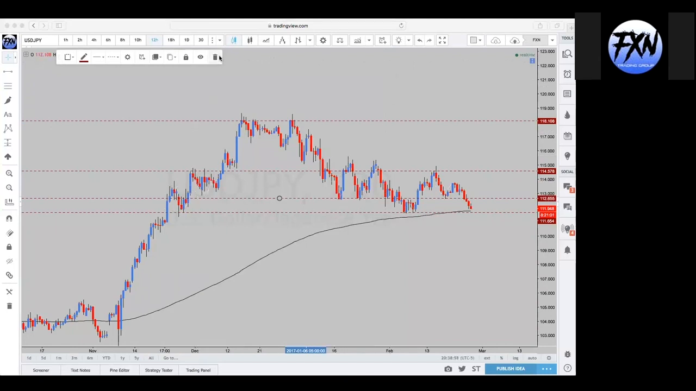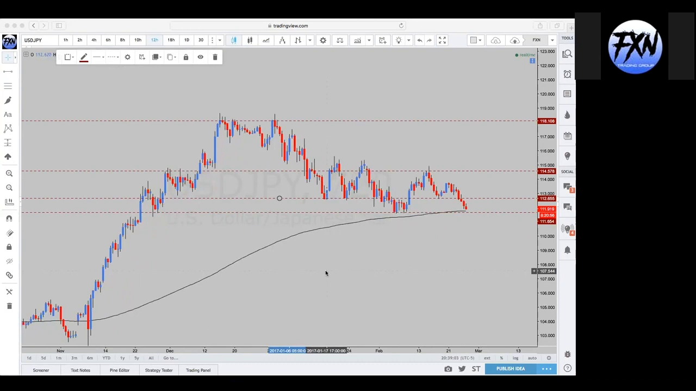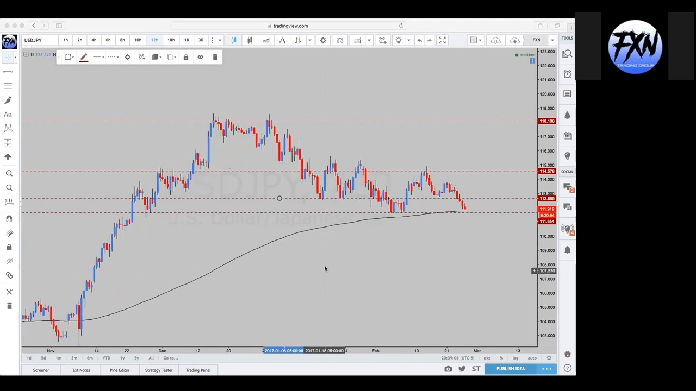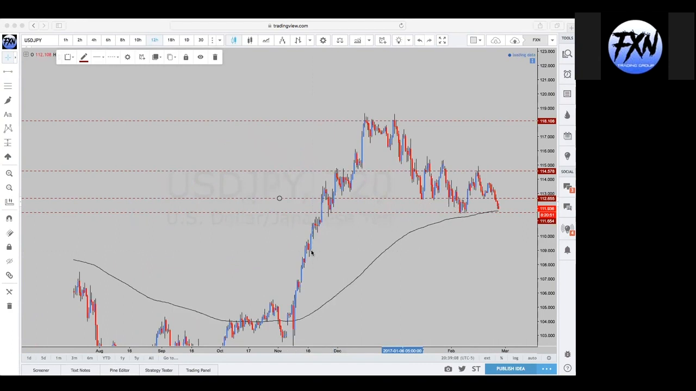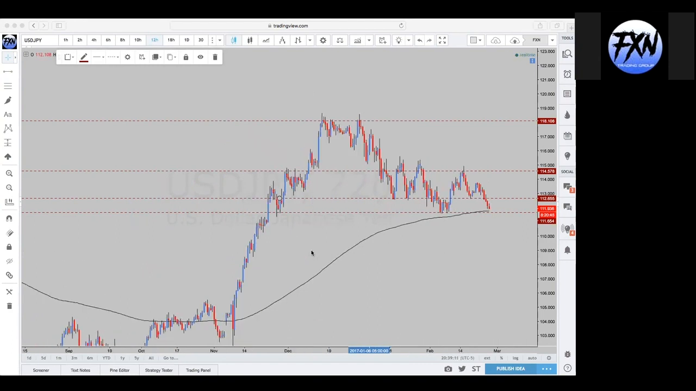Okay, so now that we have this here, what are we looking at? When I look at this, number one, are we in an uptrend? Are we in a downtrend? Or are we moving sideways? What are we looking at here? Somebody tell me, what kind of market are we in? Uptrend, downtrend, sideways?